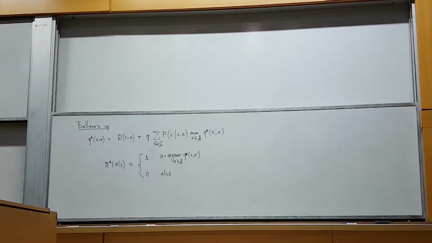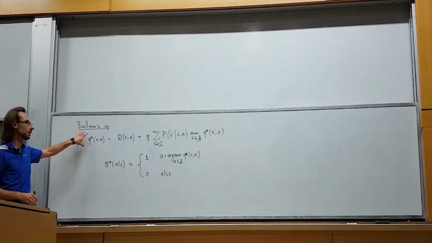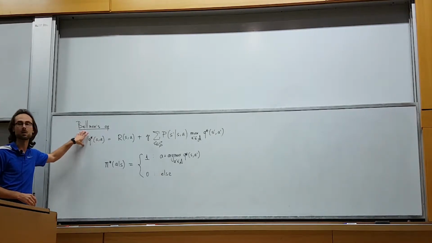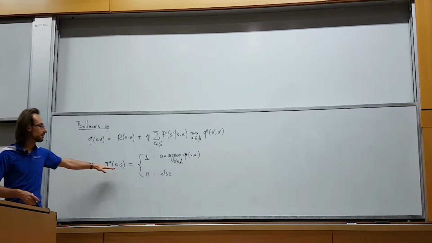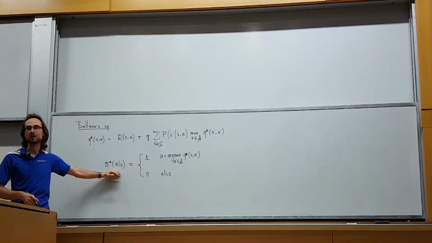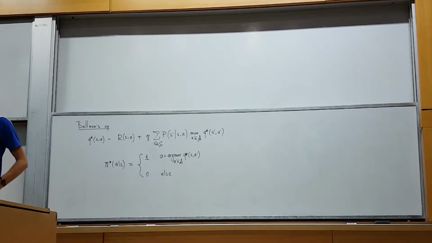Okay? So basically this was Bellman's equation. It tells us a property that the optimal value function has to satisfy, and once we have this optimal value function, we can immediately find the optimal policy. Essentially the optimal policy is what we care about, because we need to know how the agent should behave, right? Because the policy describes the behavior of the agent.